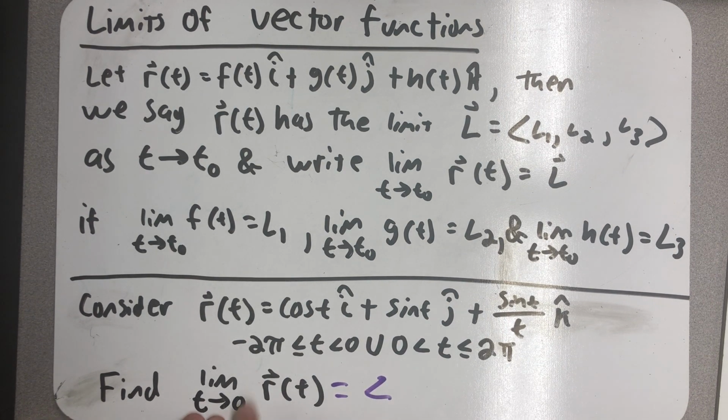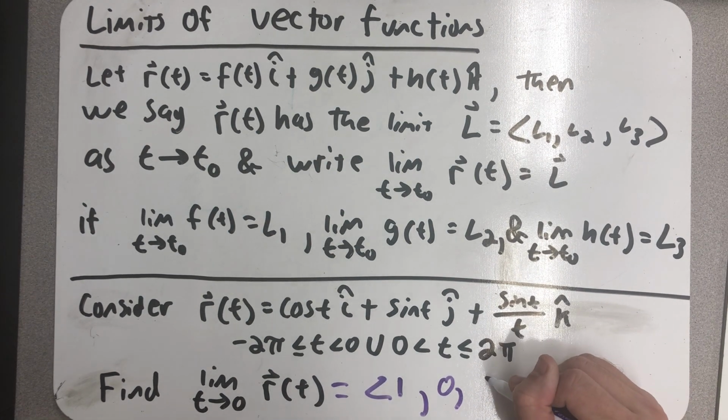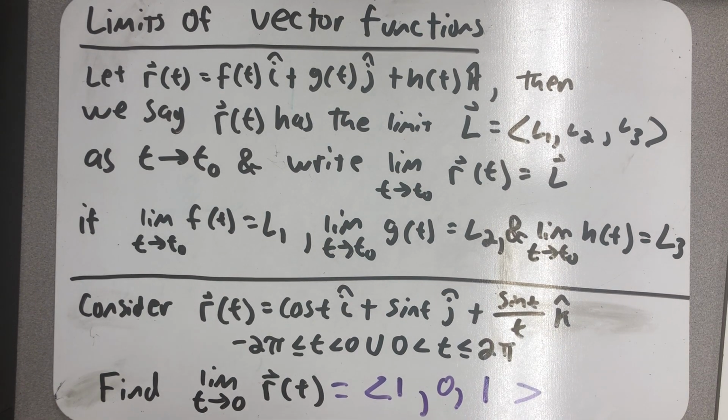The limit as t approaches 0 of cosine of t is 1. Cosine is a nice continuous function. The limit as t approaches 0 of sine t is 0. And here we have an actual interesting limit to take. This limit as t approaches 0 of sine of t over t. Well, this is a very famous limit from your Calc 1, and that limit is also 1. So this vector function has limit 1, 0, 1 as t approaches 0.